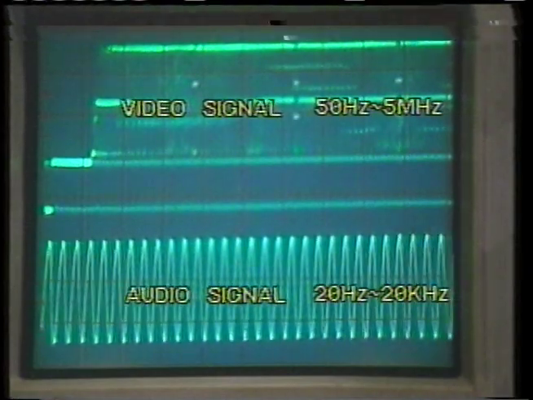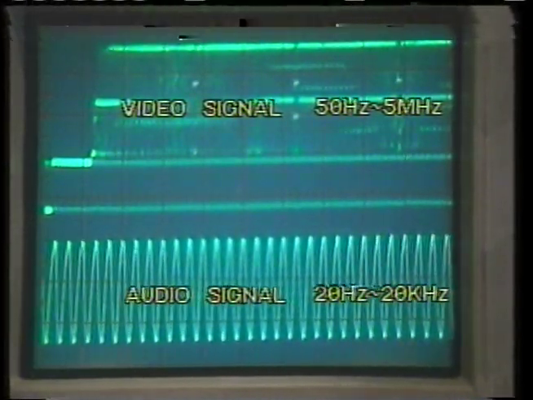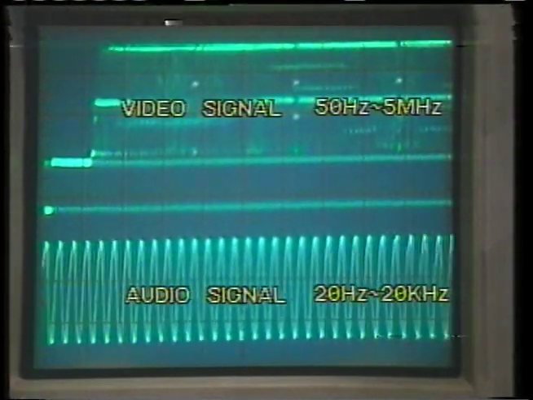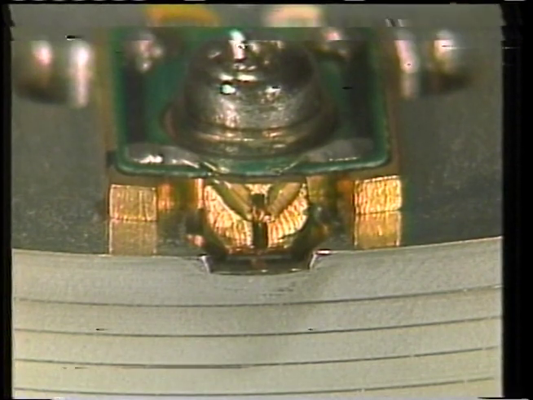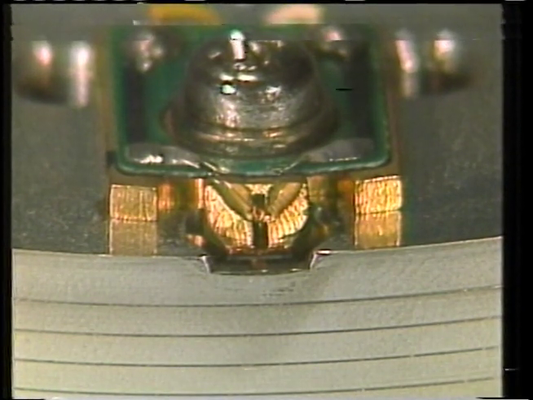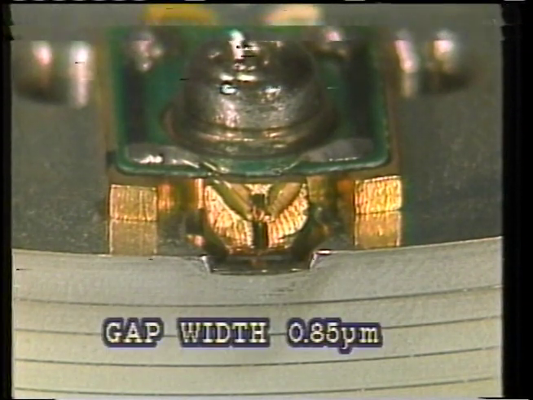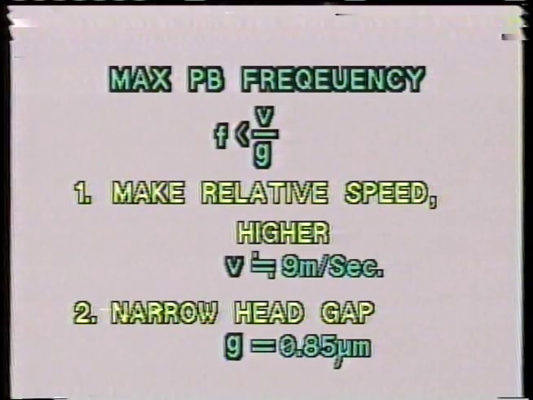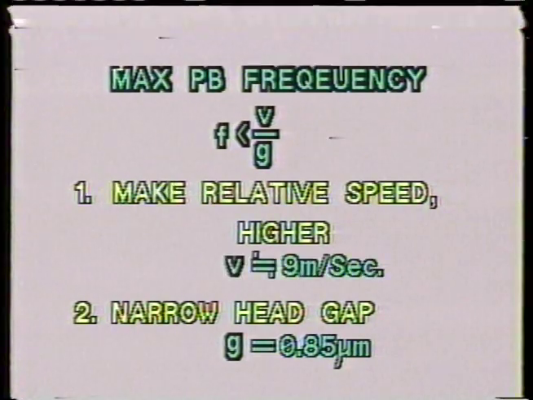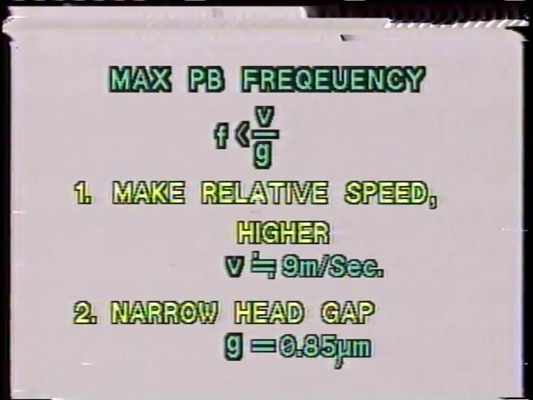The maximum frequency for VTRs is approximately 300 times that for audio, so it is obvious that the gap width must be reduced and the speed increased. Minimum gap width is determined by mechanical limitations. For the U-Matic, a gap width of 0.85 microns is used. Therefore, the tape speed relative to the head must be increased. The speed required for the U-Matic is roughly 9 meters per second.